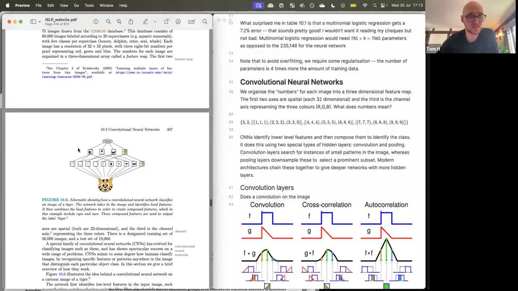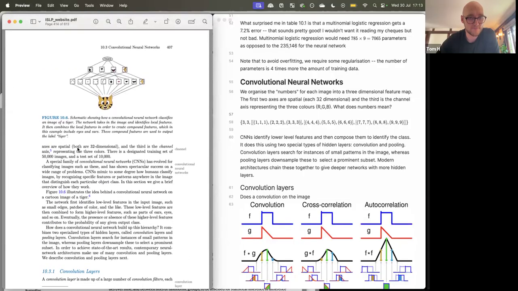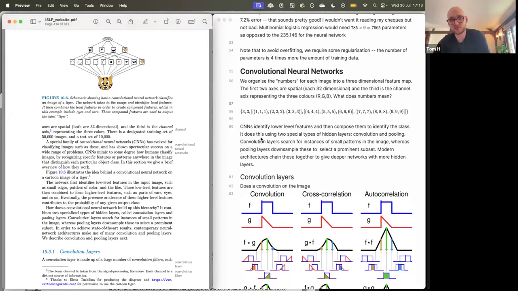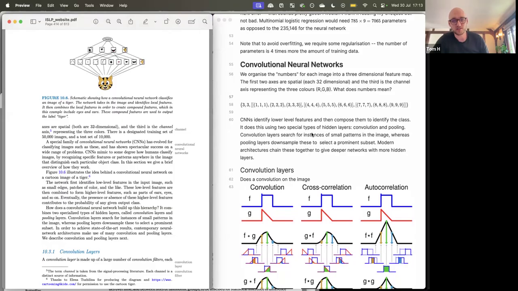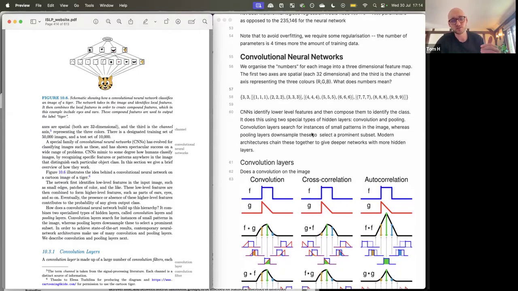Okay. Anyway, we've got this CIFAR-100 dataset, and CNNs have had spectacular success. The way that works is by splitting your hidden layers into convolution and pooling. Convolution layers search for instances of small patterns in the image, whereas pooling downsamples these in some way to select what's most important in that area. And then, as is always the case in machine learning, you just do that over and over again, and for some reason it works really well.